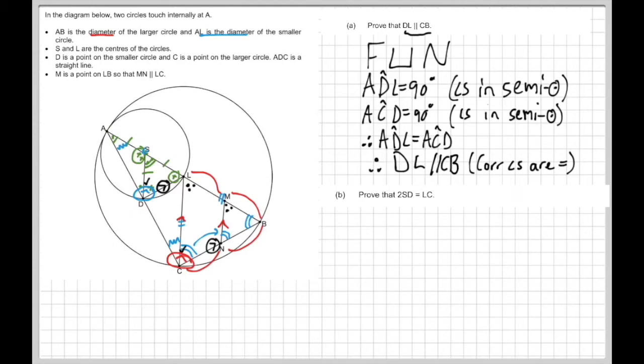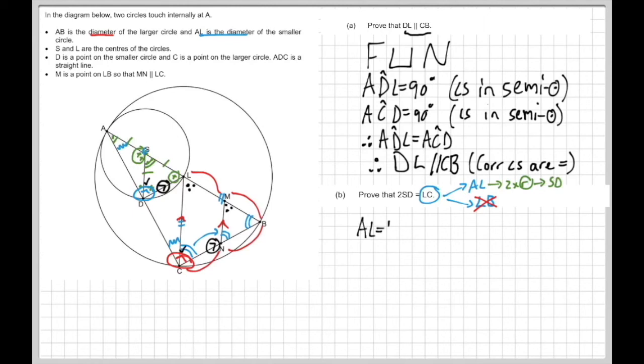So let's start by looking at LC. Now LC, I know it's equal to AL and LB because of the radii of the big circle. Now LB doesn't come close to SD, so I'm going to eliminate it and rather look at AL, because that's the diameter of the smaller circle. So AL relates to 2 times a radius, which is actually SD. So now I've just got to write this down for the examiner.